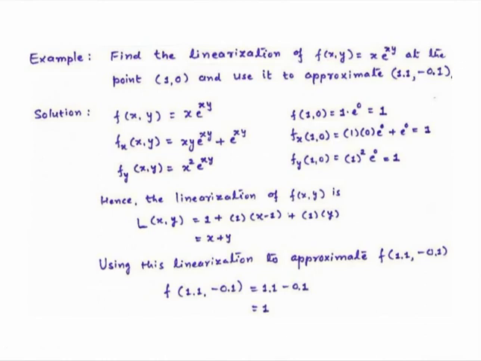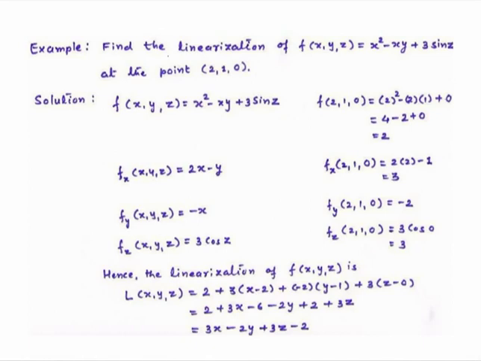Fine. Now let us take another example. Find the linear approximation of the function f of x, y, z equals x squared minus xy plus 3 sin z at the point (2, 1, 0). Clearly, f of x, y, z is the given function x squared minus xy plus 3 sin z. Now we find the value of this function at the point (2, 1, 0) by substituting 2, 1 and 0 for x, y and z respectively.